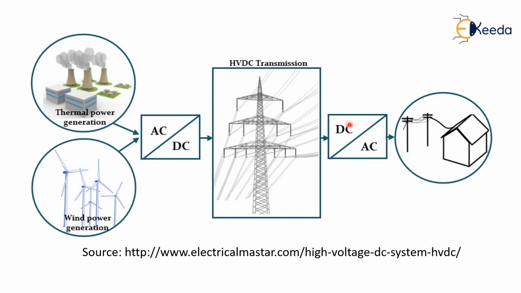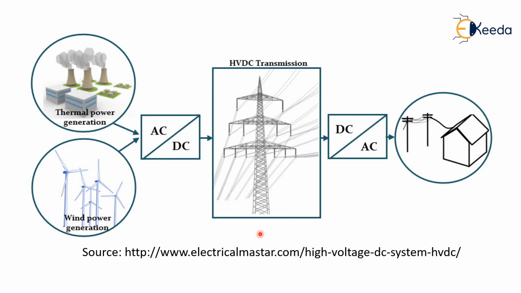receiving end station. This receiving end station again converts the DC voltage into AC voltage, and the remaining parts are as usual, like AC substations and the AC transmission line, and finally it will reach the consumer. So these three parts, that is the rectifier station, the HVDC transmission lines, and the inverter station, completely comprise the HVDC transmission system. These three parts are very important factors in HVDC transmission systems.